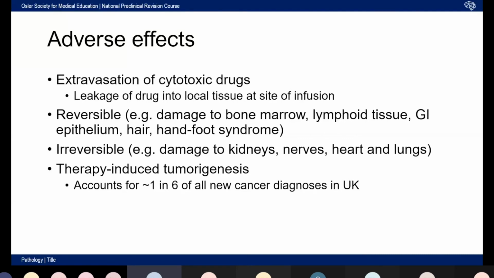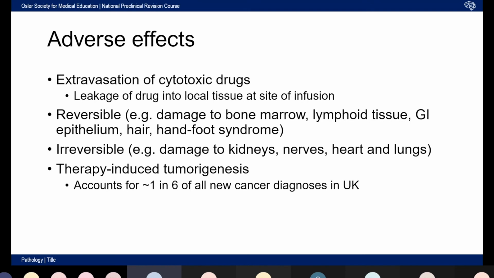Another reversible side effect is hand-foot syndrome, which usually occurs within days of starting chemo and affects the soles and palms of the hands and feet, which may swell, become numb, and also desquamation occurs, so you lose skin from the soles and palms of the feet. And these reversible ones are in cells that replicate quite fast, so the cells will be replaced, I guess, after the drug has stopped being given. And then irreversible effects happen to cells that don't tend to be replaced and replicate as quickly in the human body, so damage to kidneys, nerves, heart, and lungs.